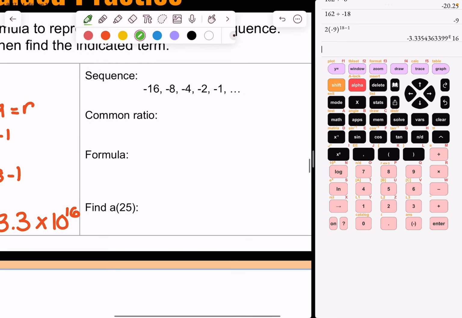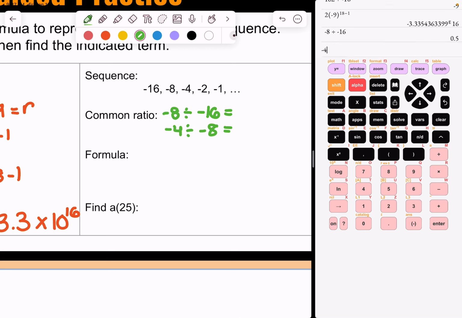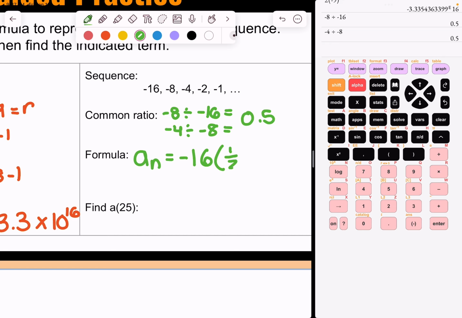Our common ratio, take the second number and divide it by the first. Take the third number and divide it by the second. All right. Negative 8 divided by negative 16. And let's see, negative 4 divided by negative 8. We get 0.5, or you could also write 1/2. It doesn't matter. So our formula would be AN equals, our first term is negative 16. Then the common ratio, I'll just leave it as 1/2 since a ratio is kind of like a fraction. Or you could put 0.5, and then N minus 1.